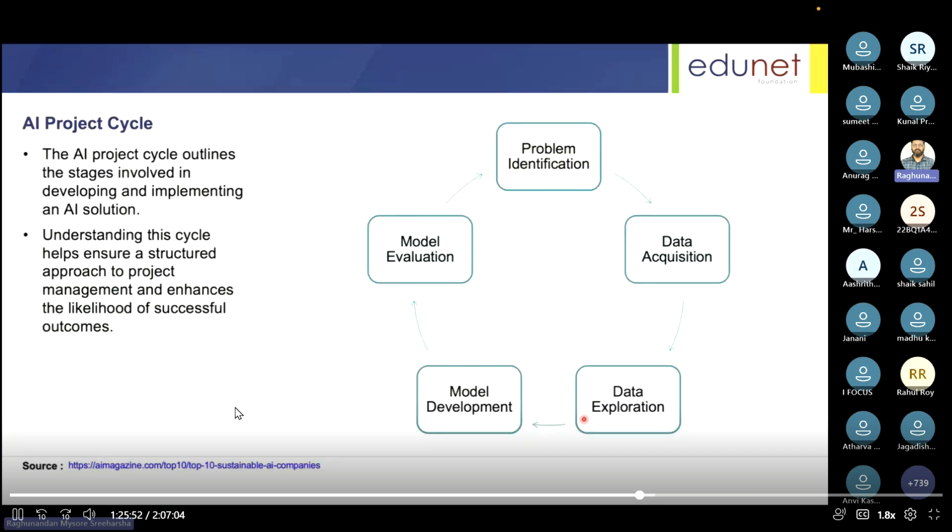So how exactly is the AI project cycle? How is it going to move? First we need to identify the problem. This process is called problem identification. So we define the problem and take the help of the stakeholders. We engage them so that their insights and requirements will be taken care of.